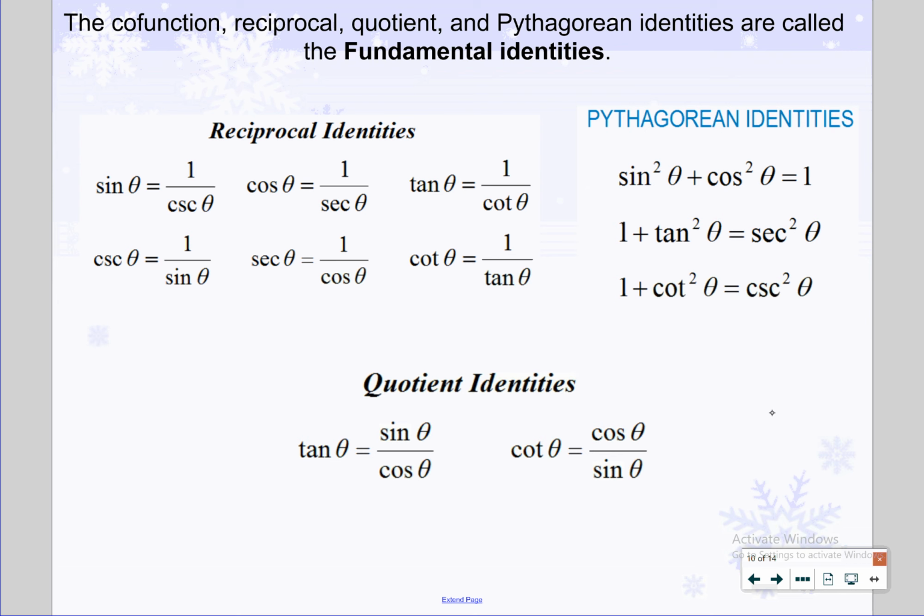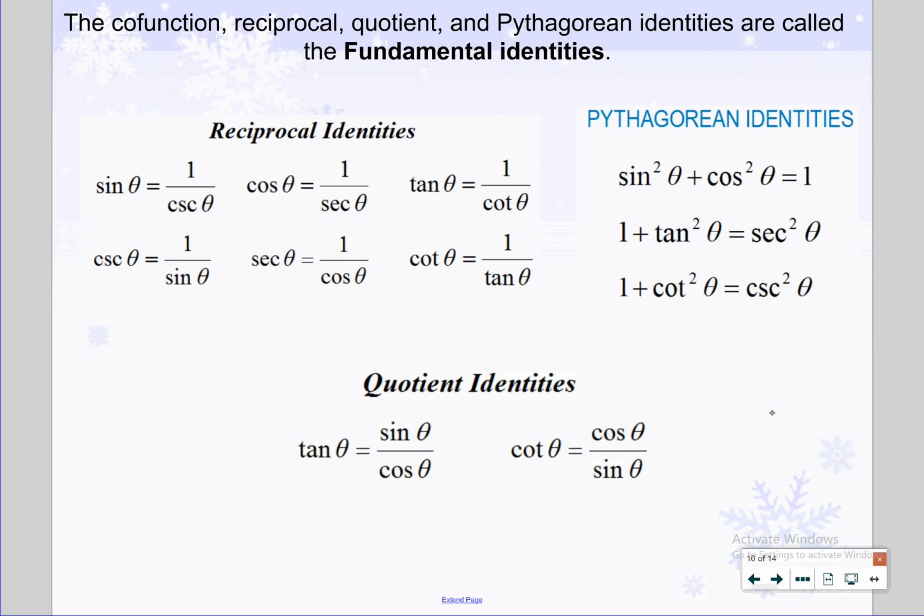They're saying if I flip cosecant, I get sine. If I flip secant, I get cosine. If I flip cotangent, I get tangent. So it's just a fancy way of writing it. These other ones, if you take tangent, you're going to see that's the same if you divide sine over cosine. And if that's true, we know tangent and cotangent are reciprocals of each other. So cotangent then is cosine over sine.